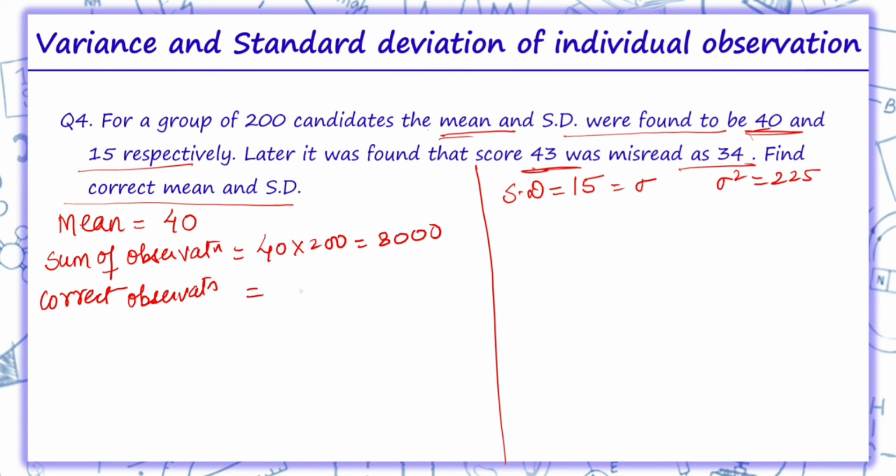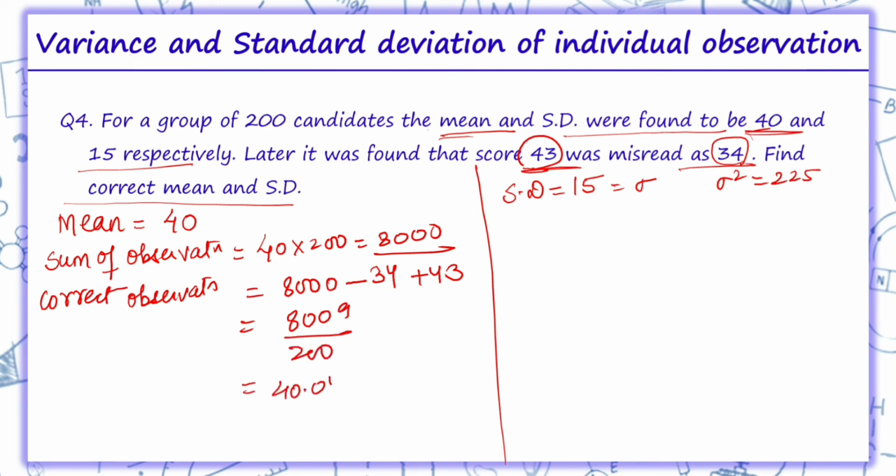So we have to find the correct sum. The correct sum will be: we'll write the incorrect sum, subtract the incorrect value, that is 34, and add the correct value, which is 43, because 43 was misread as 34. On solving here we'll get 8009 by 200, which will come out to be 40.045.